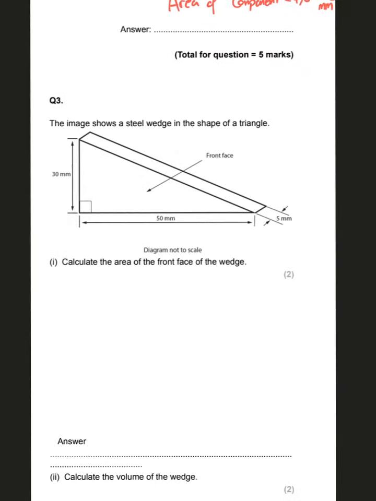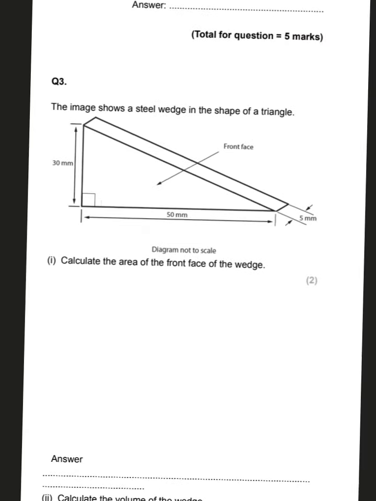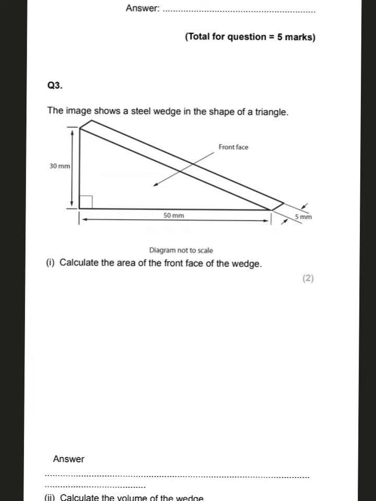Okay, now we're on to question number 3. The image shows a steel wedge in the shape of a triangle. It's a 30 millimeter by a 50 millimeter right angle triangle. First thing we're asked to do is to calculate the area of the wedge. So the area is only this part shaded green. It's only that front face of the triangle that we want to calculate. I can't colour in between the lines, but hopefully you get the idea.